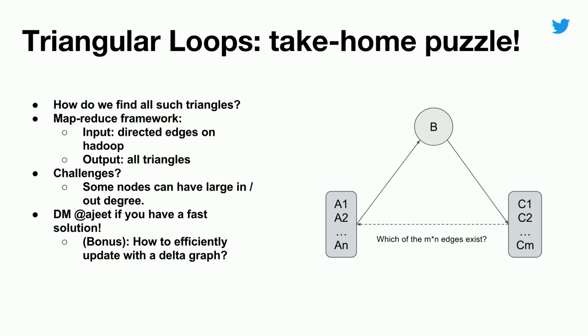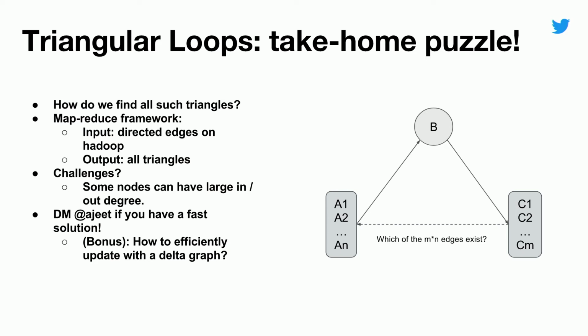So why is this non-trivial? Some nodes can have a very large in or out degree. For example, Lady Gaga, I think, is followed by about 100 million users today. So how do you scale your offline job to be able to handle such cases? If you have a good solution that you think works, please DM me. The bonus question is how do you efficiently update these graphs?